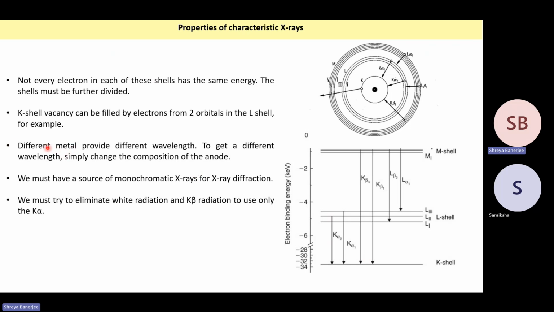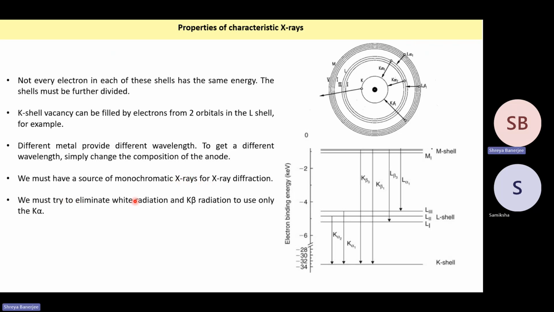Now, depending on what metal is being used, you will get a different wavelength because each metal also has very characteristic energy of these levels. So, depending on what wavelength characteristic X-ray we want, we will choose the metal of the anode in such a way. And generally, for any X-ray crystallography experiments, we use monochromatic X-rays, meaning that we want only X-rays of one particular wavelength depending on our application.